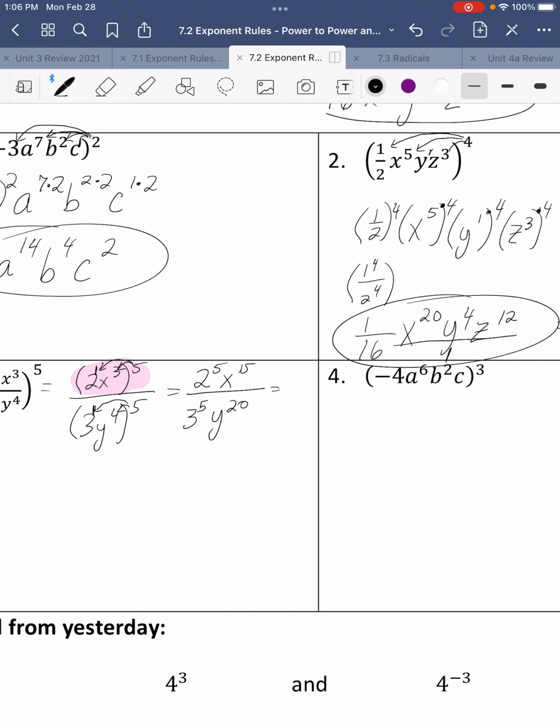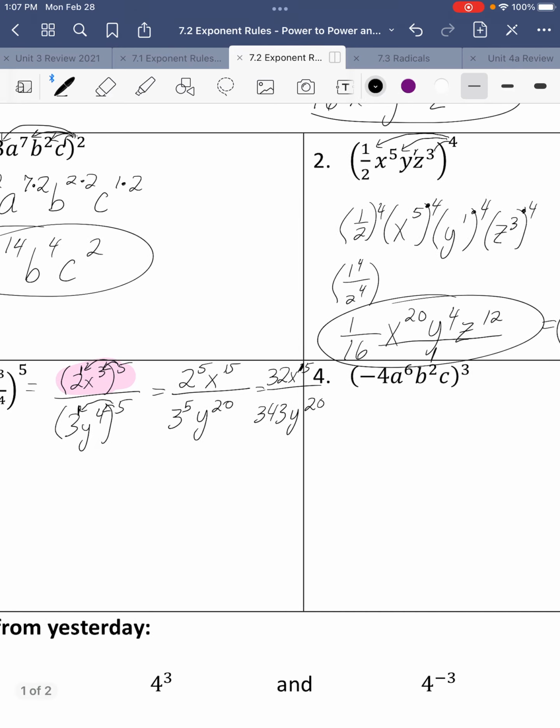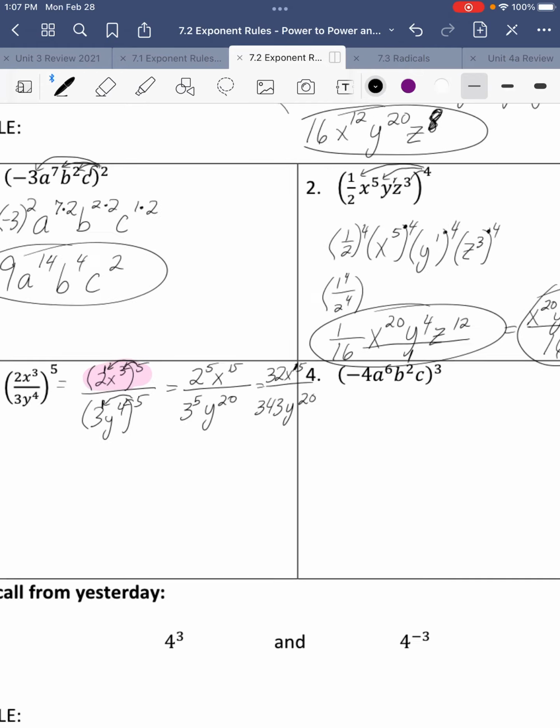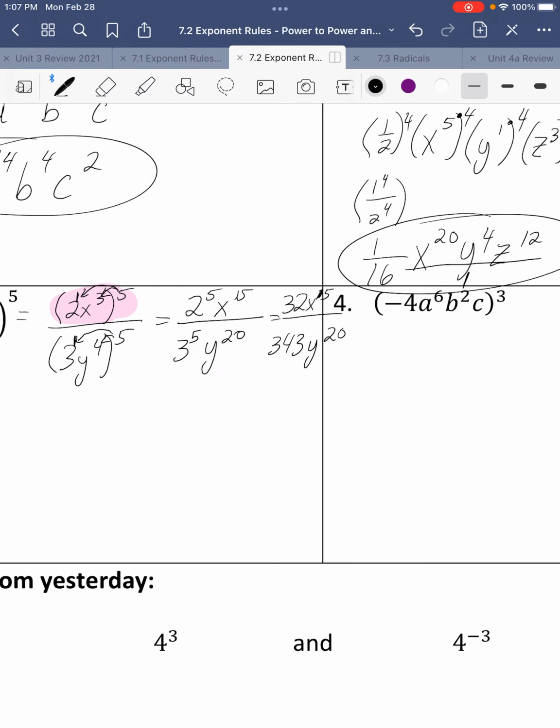Now we got to simplify. 2 to the 5th power is 32, x to the 15th, over 3 times 3 times 3 times 3 times 3. I believe that's 343. That's y to the 20th. So looking at the next one, I'm actually thinking that might be wrong. That should be 243, not 343. Sorry, 243.